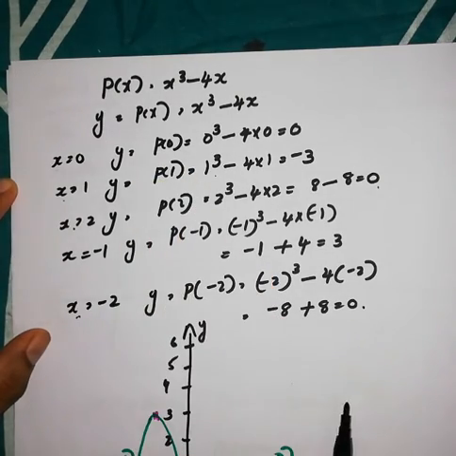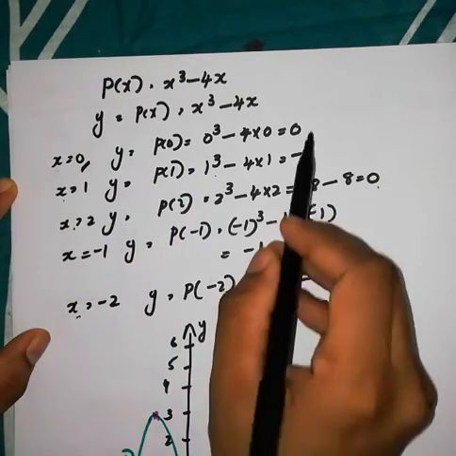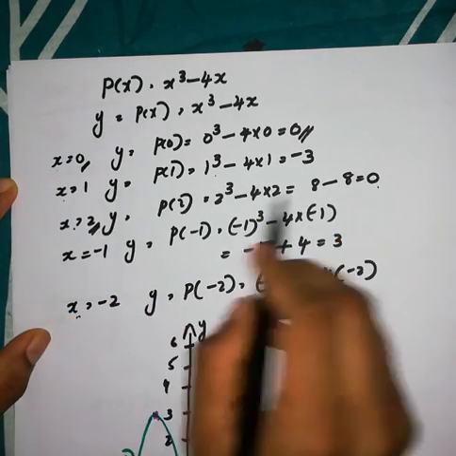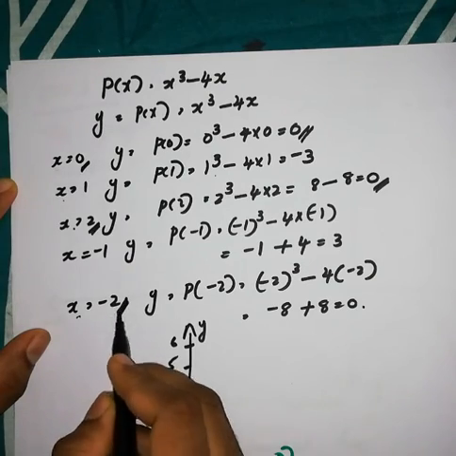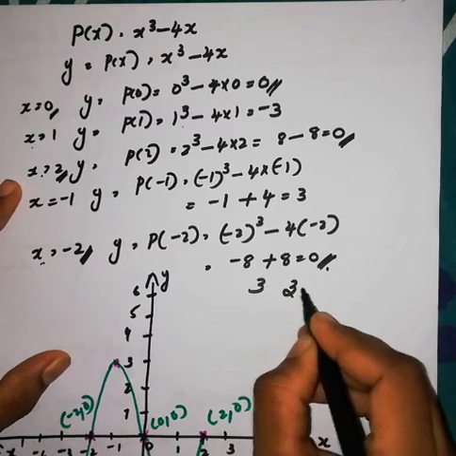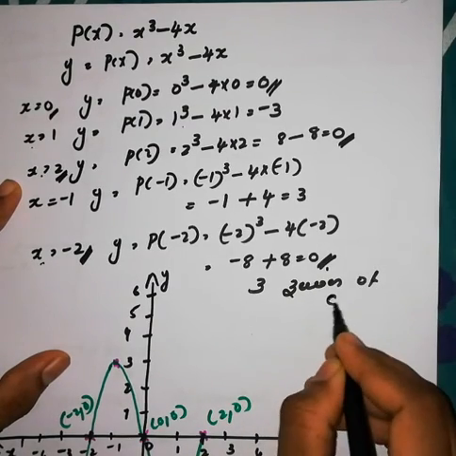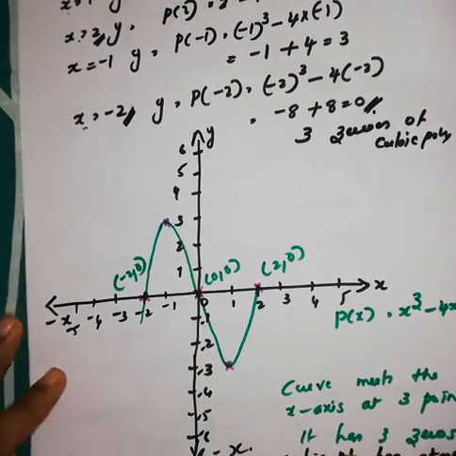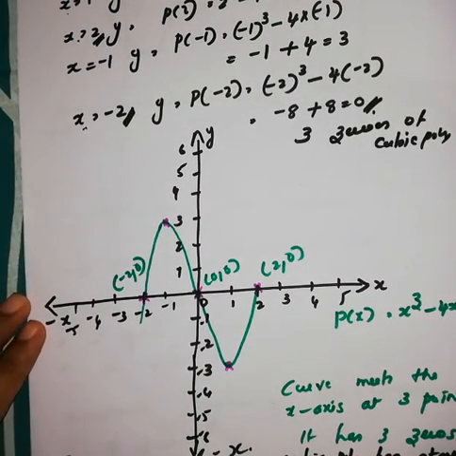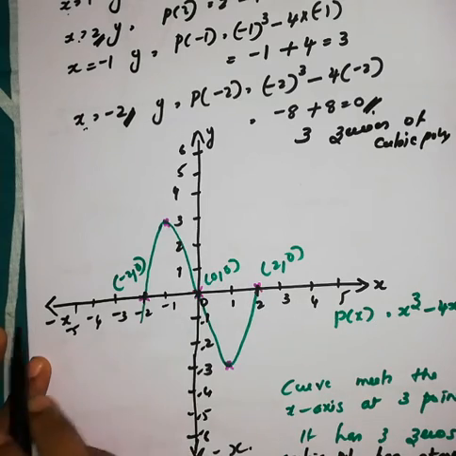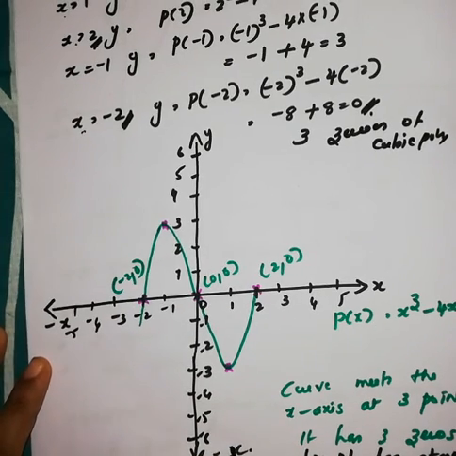From this example, we can see that when x is equal to 0, the polynomial value becomes 0. When x is equal to 2, the polynomial value becomes 0 again. When x is equal to minus 2, we again have 0. That means we got three zeros of the cubic polynomial. Now we geometrically represent this cubic polynomial in the xy plane. So we draw the x-axis and y-axis and mark the positive and negative x-axis, and positive and negative y-axis.